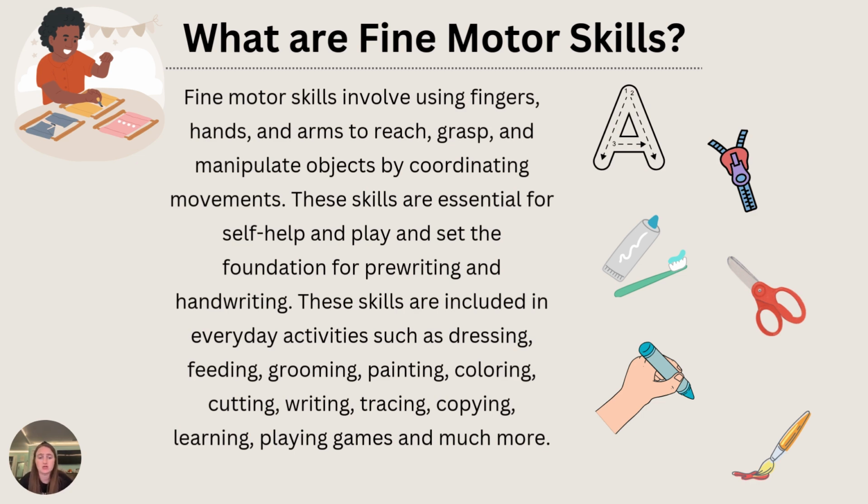Fine motor skills are commonly known in early childhood educators. Based on informal interviews with early childhood educators, it seems that it is understood that fine motor skills involve the use of our fingers, but not really how to improve or work on that skill. So, fine motor skills involve using fingers, hands, and arms to reach, grasp, and manipulate objects by coordinating movements.